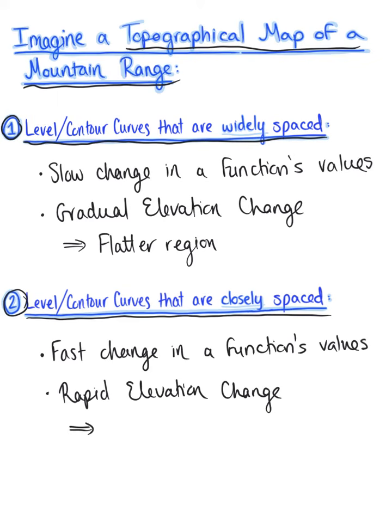So if there is a rapid elevation change, this usually indicates to us that our surface is steeper. So we have a steeper region of a mountain. And this is just one example. The topographical map of a mountain range is just one example of where level curves and contour curves are used.